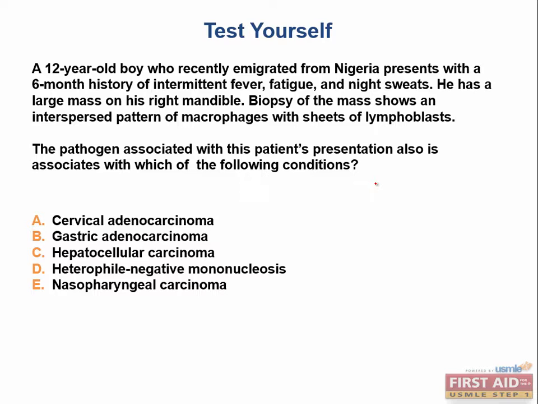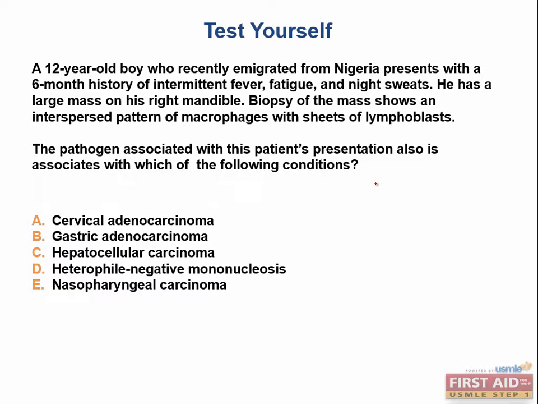A 12-year-old boy who recently immigrated from Nigeria presents with a 6-month history of intermittent fever, fatigue, and night sweats. He has a large mass in his right mandible. Biopsy of the mass shows an interspersed pattern of macrophages with sheets of lymphoblasts, the so-called starry sky appearance. The pathogen associated with this patient's presentation also is associated with which of the following conditions? What do you think? Cervical adenocarcinoma, gastric adenocarcinoma, hepatocellular carcinoma, heterophile negative mono, or nasopharyngeal carcinoma?